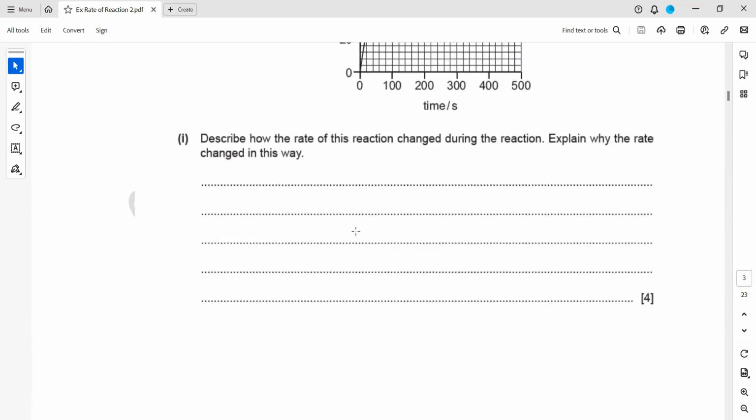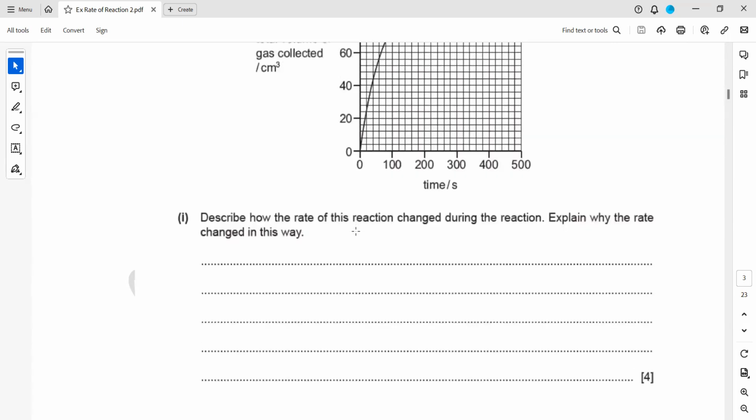Describe how the rate of this reaction changes during a reaction. What is your first point? The rate of the reaction decreases with time. The second point you mention is that the number of reactant particles decreases and they will have fewer collisions. And the fourth point is that hydrochloric acid is completely used up, so the reaction will stop.